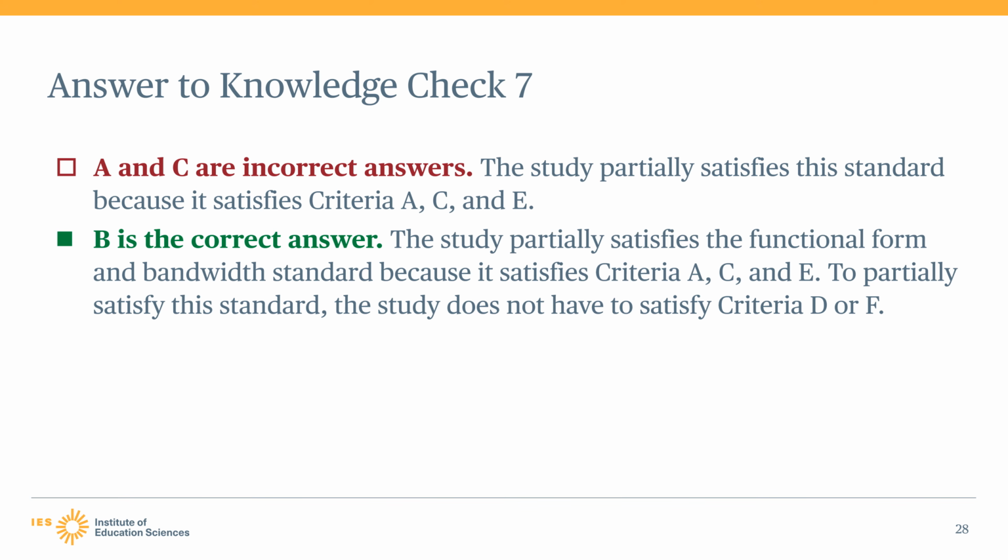B is the correct answer. The study partially satisfies the functional form and bandwidth standard because it satisfies criteria A, C, and E. To partially satisfy the standard, it's not necessary for the study to satisfy criteria D or F.